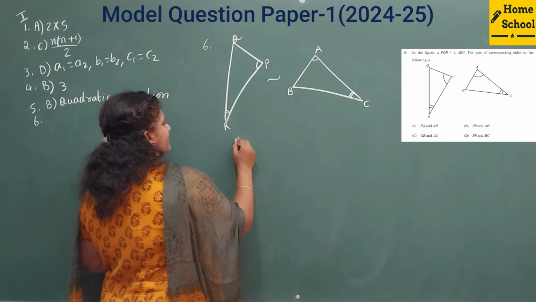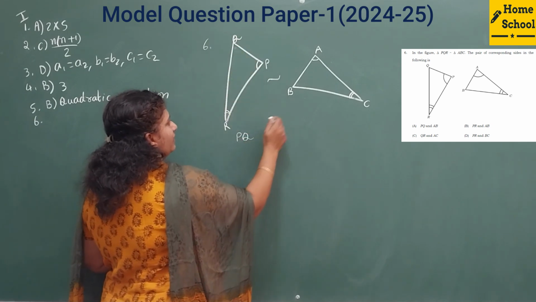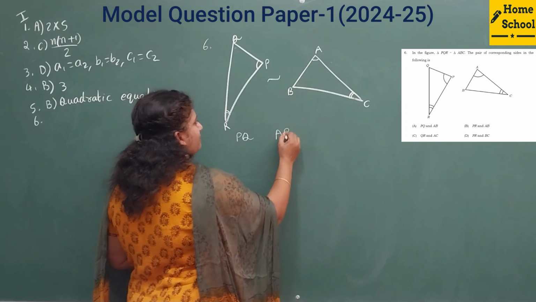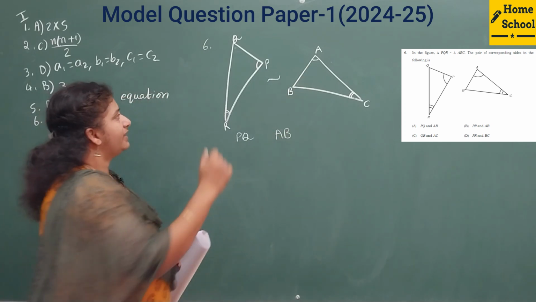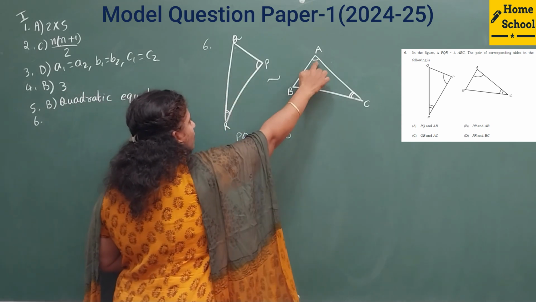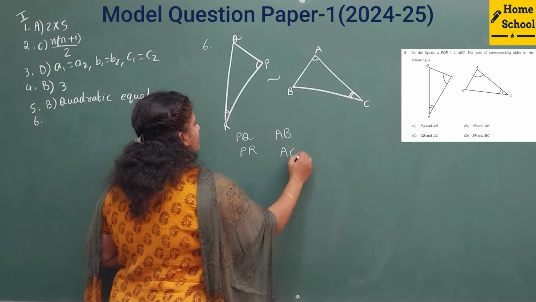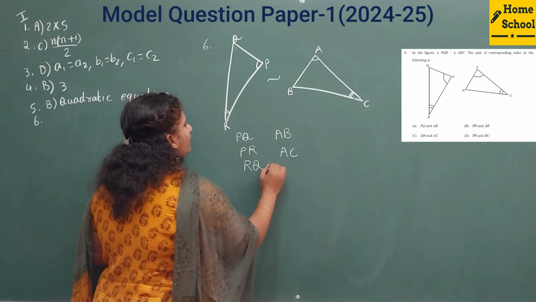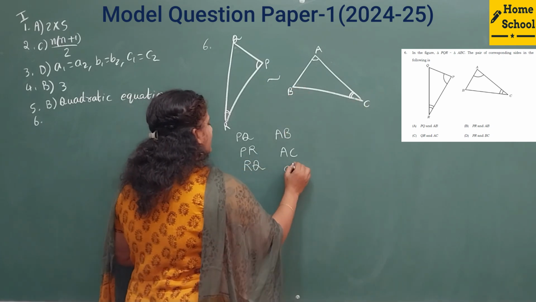1, 0 in this triangle, that is PQ. In this triangle, 1, 0, that is AB. Right? Then 1, 2: PR, and here 1, 2: AC. Next 2, 0: RQ, and here 2, 0: CB.